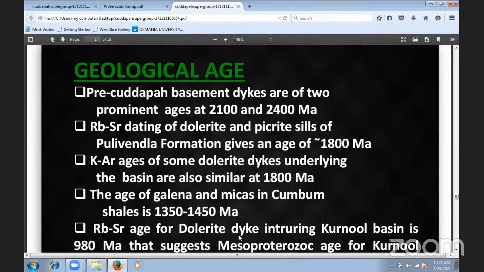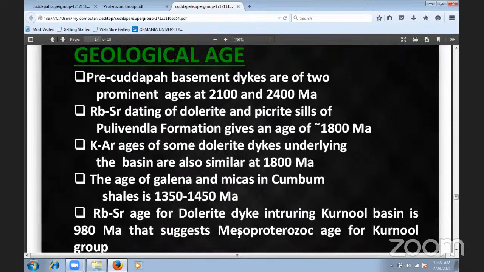And there are some geological ages. Pre-Kadapa basement dikes have two prominent ages: one is 2,100 million years, and another is 2,400 million years. Rubidium-strontium dating of dolerite and picrite sills of Pulivendula. These picrite sills of Pulivendula we have identified in the formation of sheet rocks nearby Pulivendula, so later the formation was given the name Pulivendula formation, and the age is about around 1800 million years.